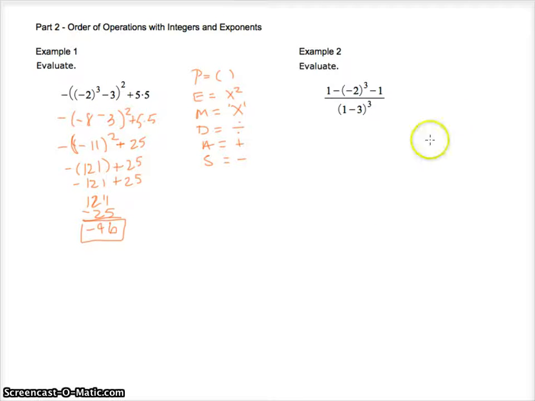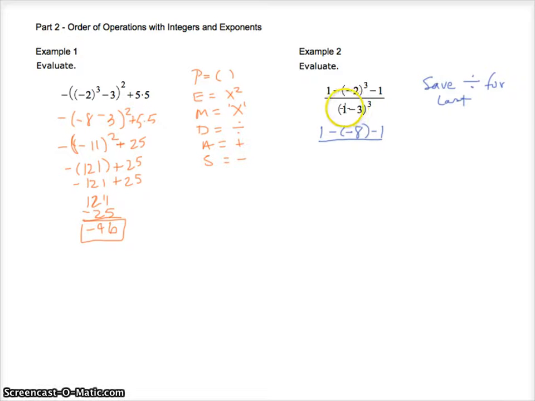Now this one looks a little tricky, but we're going to work the top and the bottom differently. And then we'll save the division for last. Okay, so let's get started. I'm going to have 1 minus negative 2 cubed minus 1. So I've got exponents, subtraction, and then down here I've got parentheses and an exponent. So I'm going to hit my exponent first, so I'll have 1 minus negative 2 cubed, which is negative 8, minus 1.